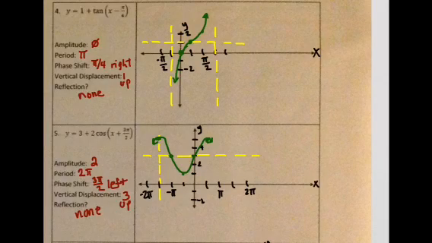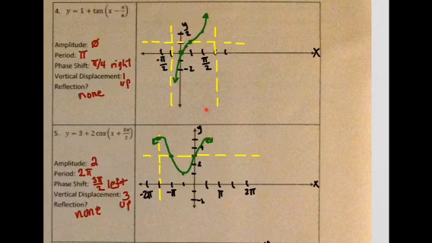Alright, number 4. No amplitude, but we know the a value is 1. The period is pi because it's pi over 1. Phase shift is pi over 4 to the right because that's a minus, so it's pi over 4 to the right. Vertical displacement, 1 unit up, and no reflection. So first thing I did is I drew the horizontal asymptote on y equals 1. Tangent normally, when you start tangent, you do half on the left, half on the right.